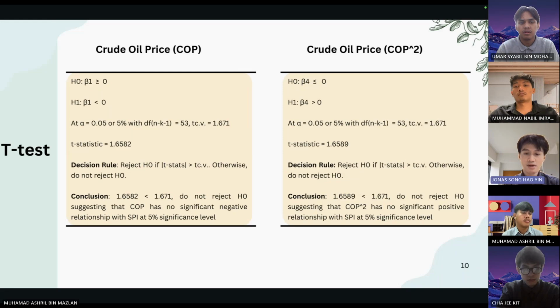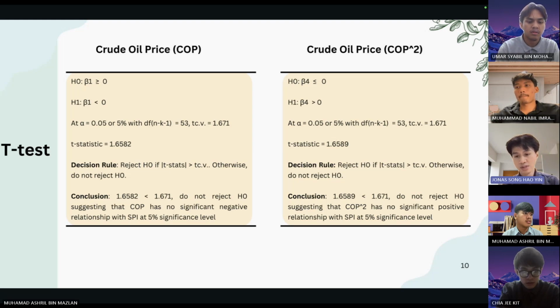So the t-test conducted for crude oil prices and the square terms shows that there is no significant impact on the Nikkei 225, indicating that oil prices may not currently be a primary driver. However, based on the literature review, we expected crude oil price to have a negative relationship with the Nikkei 225, while the square term would demonstrate a positive relationship. Okay, so for the next part, I'm going to pass it to Kit.